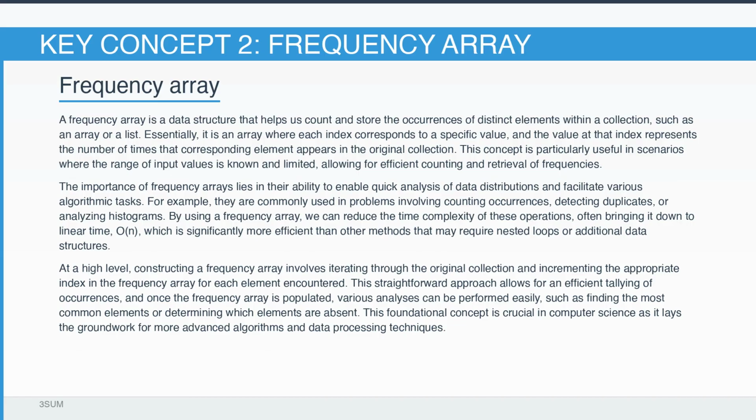The magic of frequency arrays shines when we know the range of possible values. This allows us to count efficiently, reducing the time it takes to analyze our data to linear time, or O(n). So instead of using nested loops that slow us down, we can quickly see how many times each item appears. To create a frequency array, we just go through our original collection, incrementing the count for each element we encounter. Once we have our frequency array ready, we can easily find the most common colors or see if any colors are missing. This concept is fundamental in computer science, paving the way for more complex algorithms and data analyses.